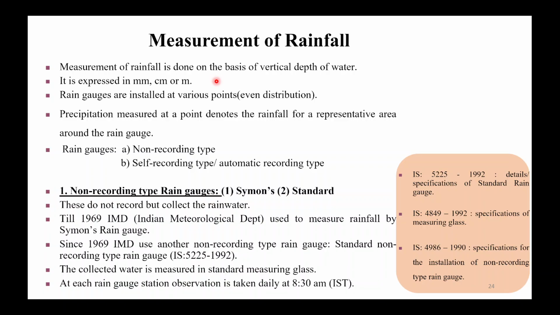Rainfall is measured in terms of the vertical depth of water, that is, the water which would remain at any location without evaporating or infiltrating inside the ground. So, if this water were to remain for 24 hours, that is the centimeter or height of the rainfall which has occurred over the past 24 hours. This is how rainfall is measured, and the unit is centimeters or meters.